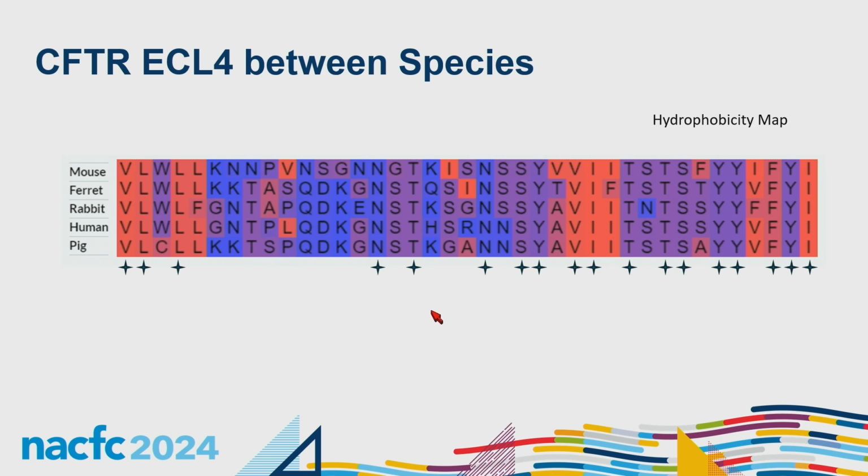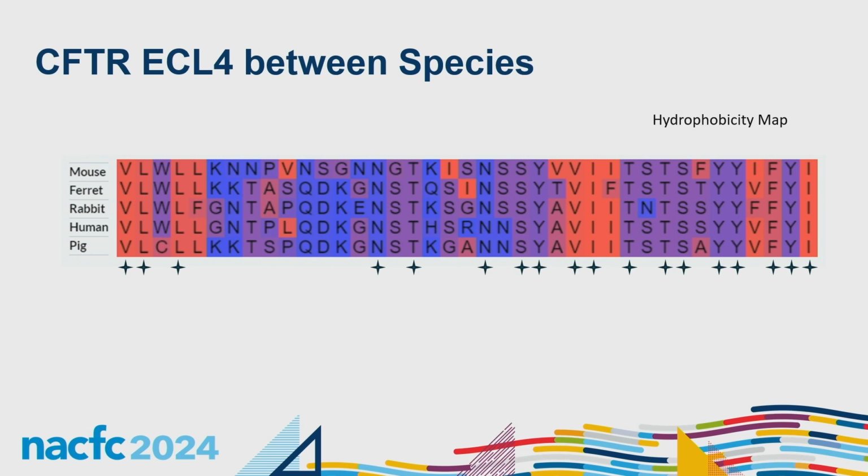So you can see, from mouse, ferret, rabbit, pig, to human, they all have pretty good hydrophobicity on both sides, but the middle is more hydrophilic. Although the hydrophobicity pattern is well conserved, the amino acids are not so conserved. The black star shows you the conserved ones, and you can see many of them are actually not conserved at the amino acid level.